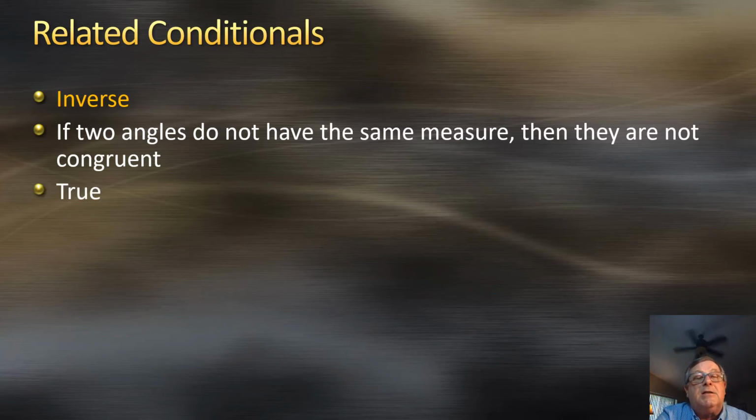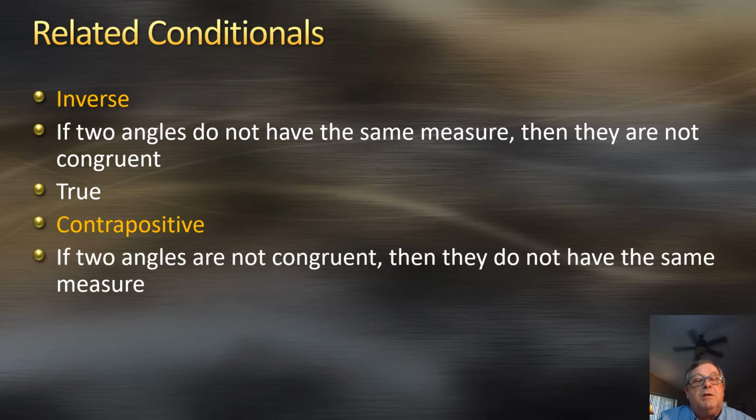And then lastly is the contrapositive. Now, the contrapositive is negating the converse. And in the converse, again, we have exchanged the conclusion and the hypothesis. So a contrapositive in this situation would read, if two angles are not congruent, then they do not have the same measure. Well, that also would be true. So in this case, all four of the related conditionals are true.